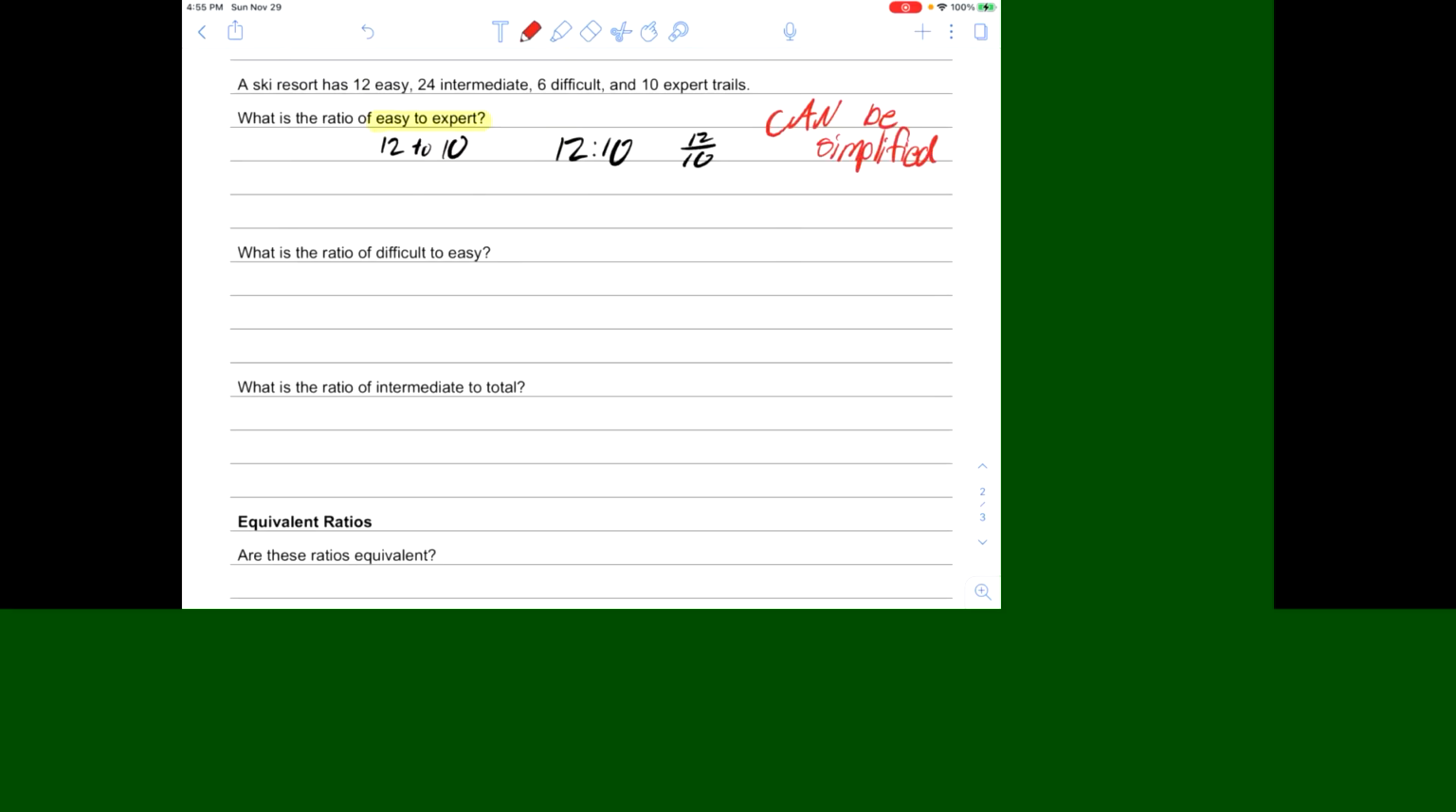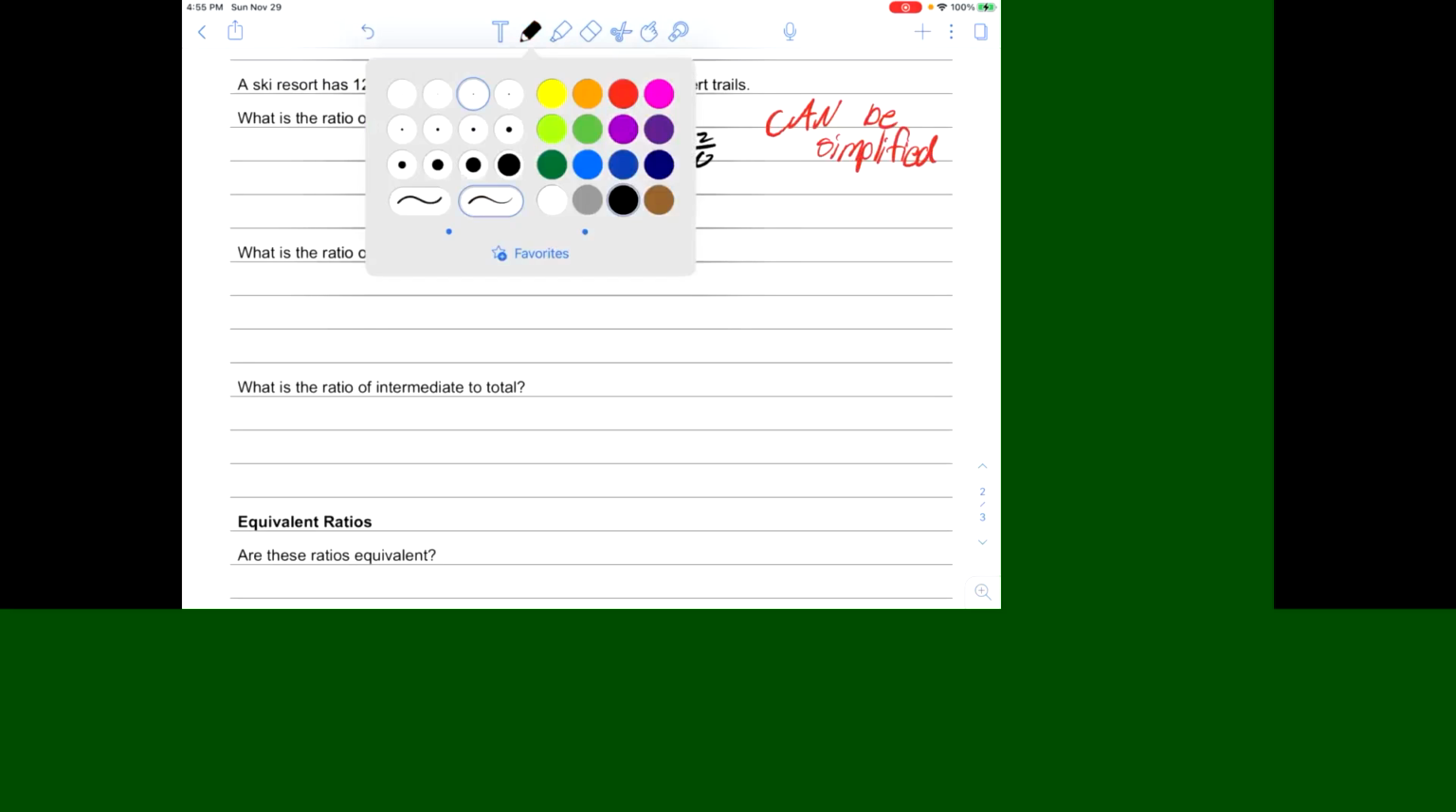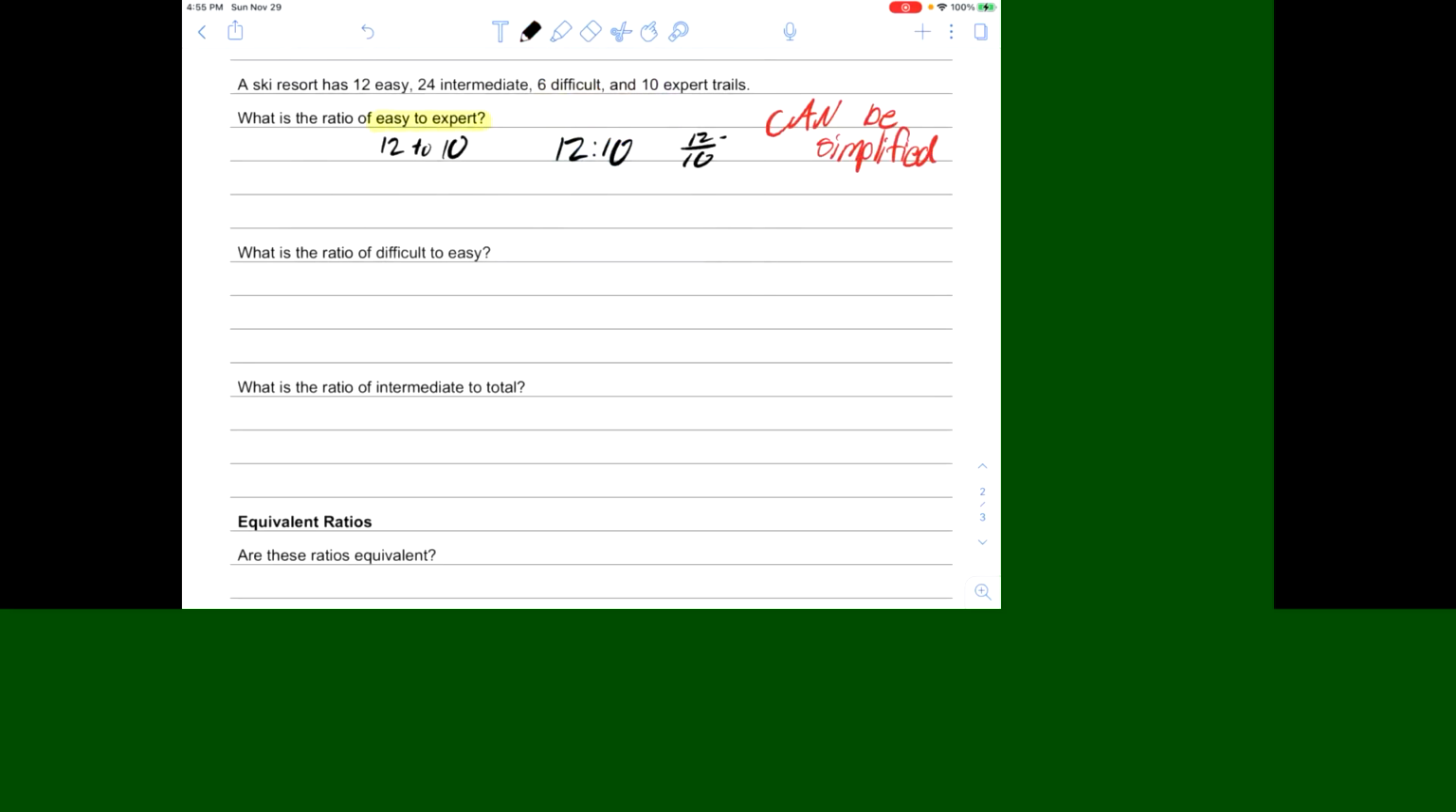So now that we see that 12 over 10 can be simplified, I'll say, okay, let's simplify this. If I divide both top and bottom by 2, I would end up with 6 over 5. That means I could also write it as 6 colon 5 or 6 to 5. These are the same ratio. 12 to 10 and 6 to 5, they're the same ratio, just like 12 tenths is the same as 6 fifths. So when we're doing this, we are going to want to always simplify our ratios.